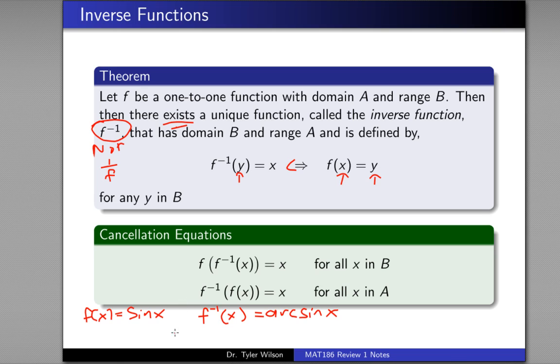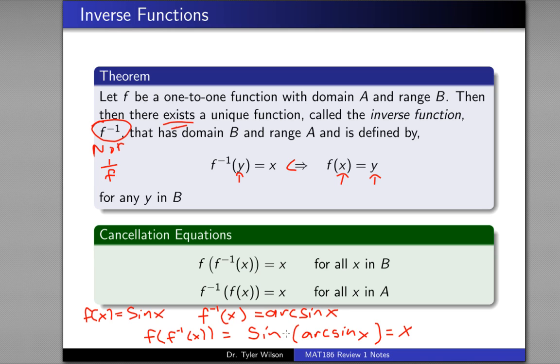So what this means is, if I take f of the inverse of x, well, what does that look like? That just looks like, for us, sine of arc sine x. And the way most people like to think of it, although it's not quite mathematically true, is that sine cancels out with the arc sine, and what you get at the end of the day is just x back. So this is the way the cancellation formulas work.